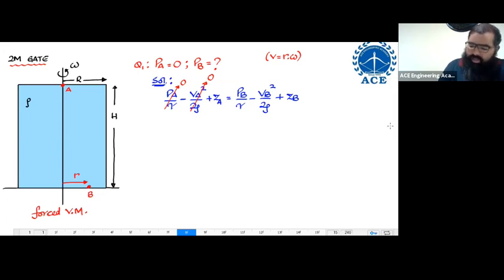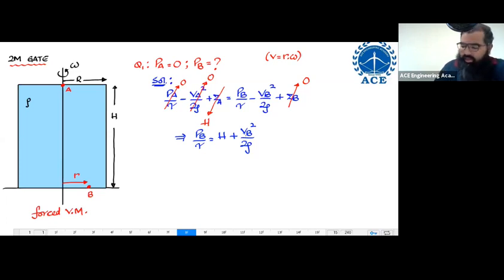At ZB, at this particular point, if I take datum equal to 0, then this datum is going to become equal to capital H. I hope that is clear to you. From here, I can imply that the value of PB upon gamma has to be equal to H plus VB square by 2G. This is the value I'm having.